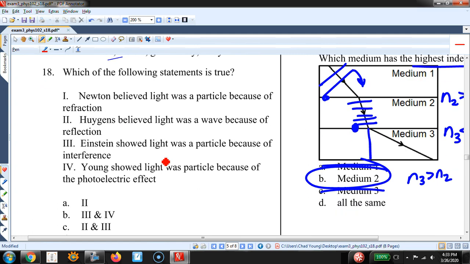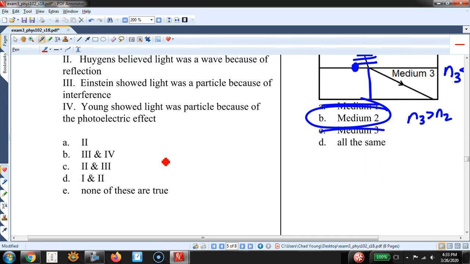I want you to know a little bit about the history of light and why the different scientists have thought that light was an energy or a particle. You'll absolutely have one or two questions about that, probably just one. So Newton, that's what you need to know. Newton thought it was a particle because of reflection. And he was reasonable in thinking that. He just didn't have the whole picture in mind.